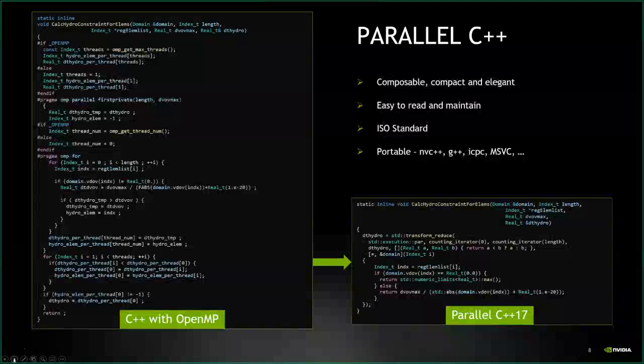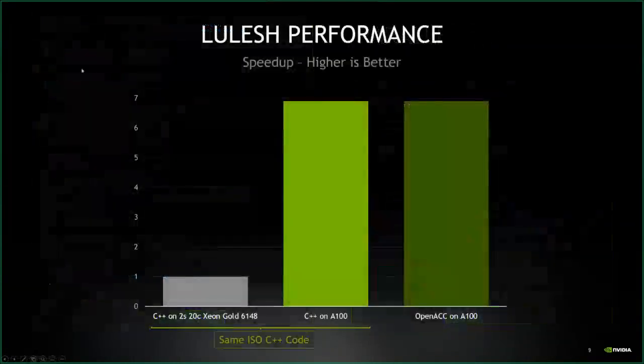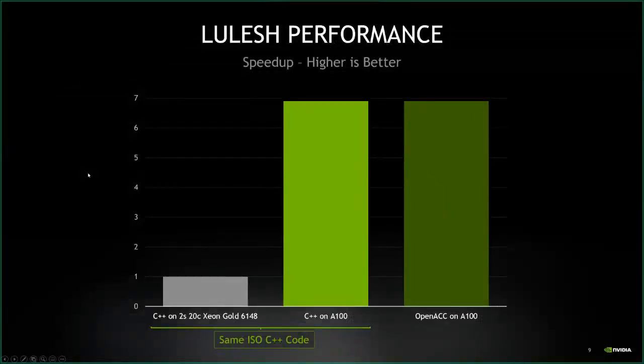If you use NVC++ and you have an A100 at hand, though, this is the performance you get from LULESH with the exact same ISO C++ code. So on the left, what we're doing here is we're normalizing the performance against running on all 40 cores of a dual socket Xeon Gold 6148. And then you get 7x performance for free in terms of developer investment. So when your developer time is 0, your developer velocity is pretty darn high. And again, with that same ISO C++ code.